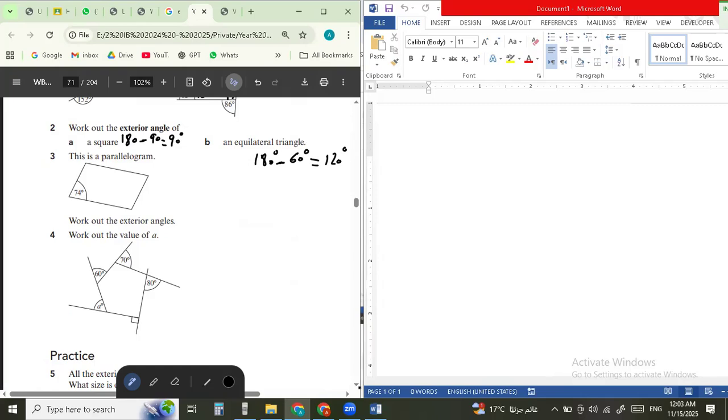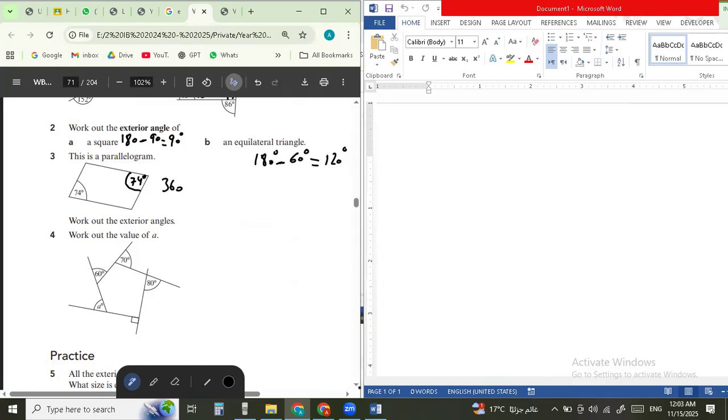Work out the exterior angles of this parallelogram. A parallelogram has a specific property, which is that the two opposite angles of a parallelogram are equal. This is 74, so this is 74. This is something that you need to know. This is a fact about parallelograms. Well, what about the other two angles? I know these two angles add up to 148, 74 and 74.